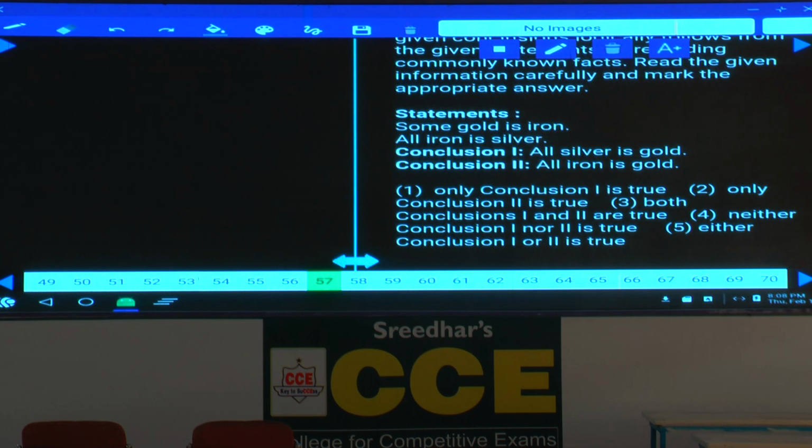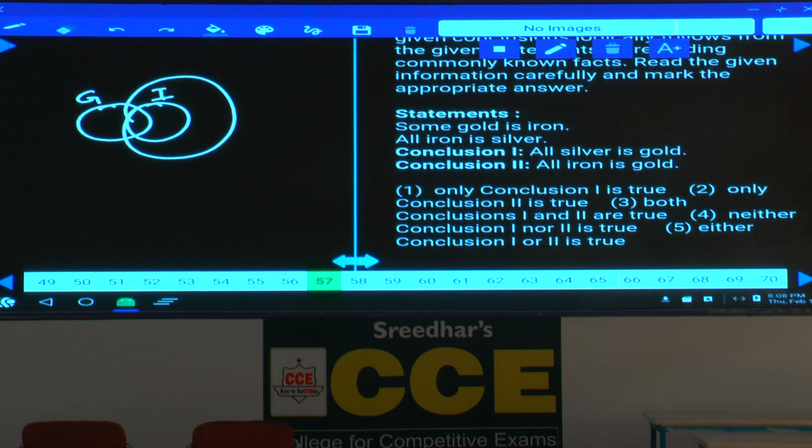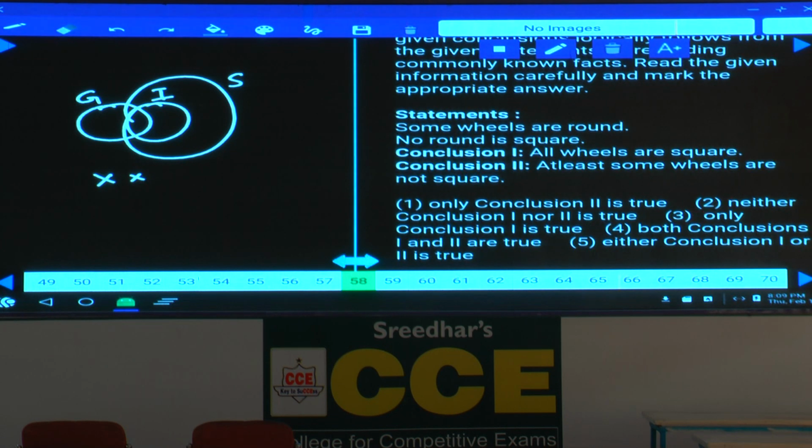Then 57. Some gold are iron. Now this is gold and this is iron. Some gold are iron. All iron are silver. This entire iron is silver. Then all silver is gold, that is false. Only some silver is gold is true. All iron is gold, that is also false. Then what is your answer here? Neither 1 nor 2. Choice 4 is the answer. Question number 57, choice 4.